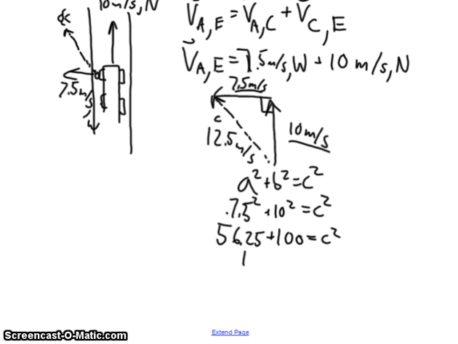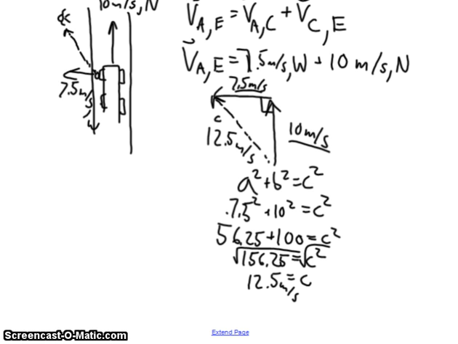So we have 156.25 is equal to c squared. So we have to square root both sides in order to get it. And the square root of 156.25 is, in fact, 12.5. And that's meters per second.